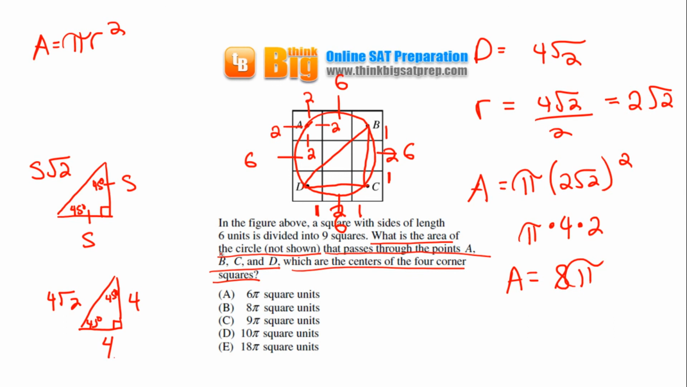What is the area of the circle not shown that passes through the points A, B, C, and D, which are centers of the 4 corner squares? 8 pi square units.